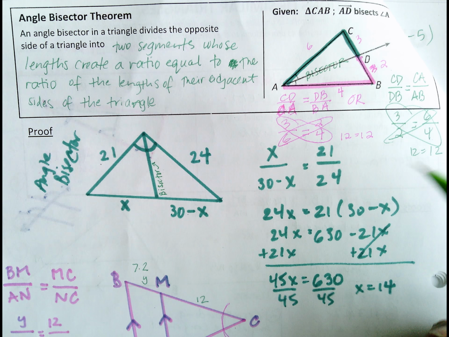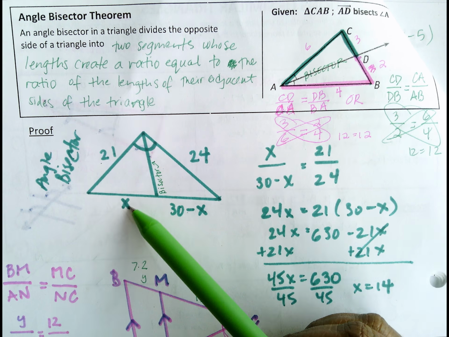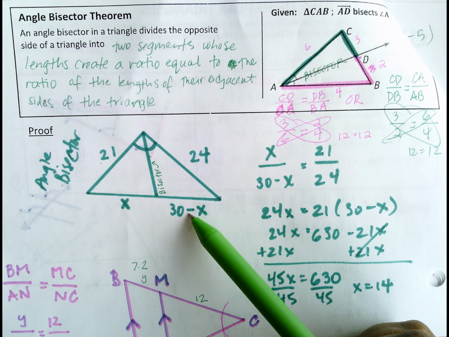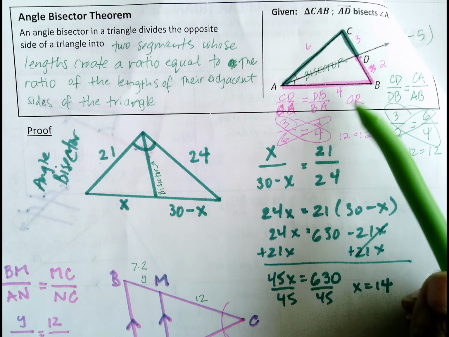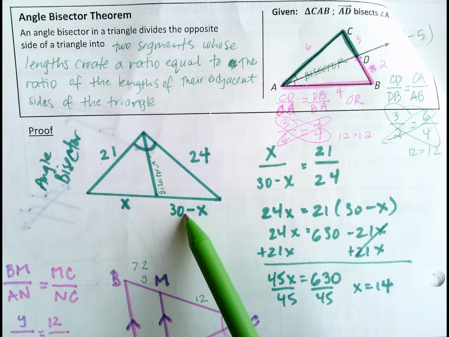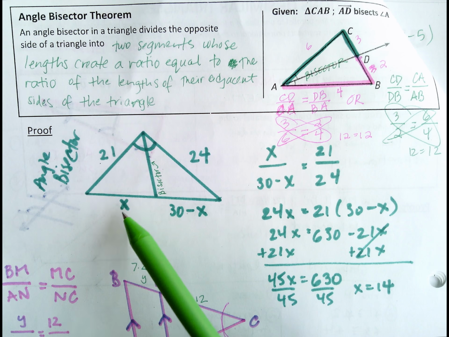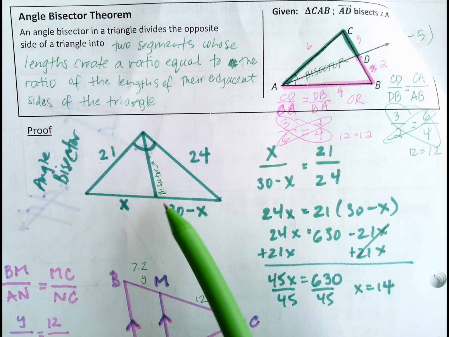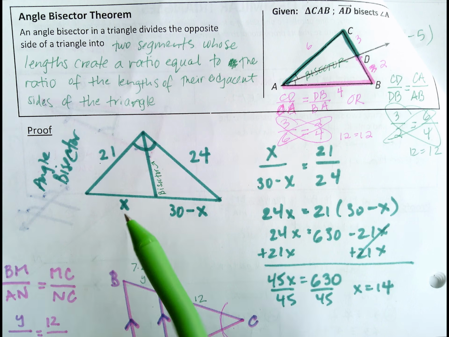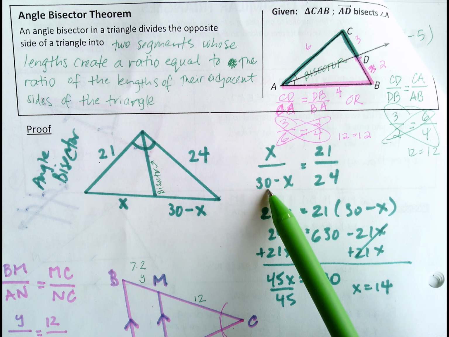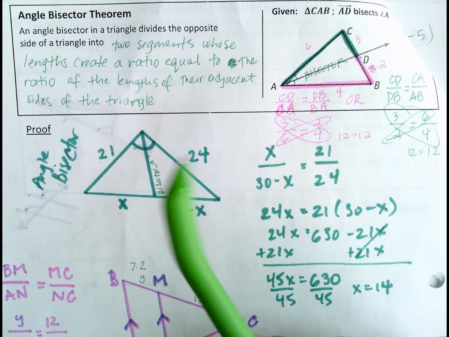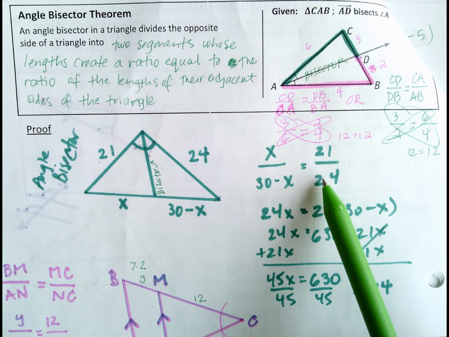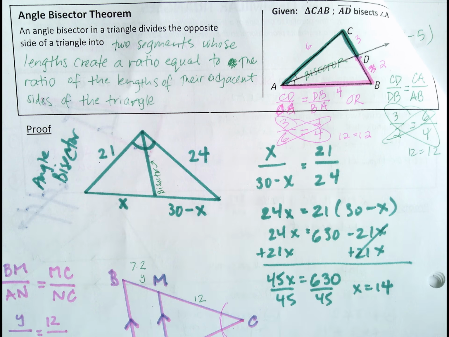Okay, so here we go. We took x over 30 minus x, and remember we said we could do that just like we did here, 3 over 2, x over 30 minus x. If we go from first triangle to second, we have to keep the same order when we set up the second part of the proportion. So x divided by 30 minus x is equal to 21 divided by 24. And then you just solve for x from there, which in this case is 14.